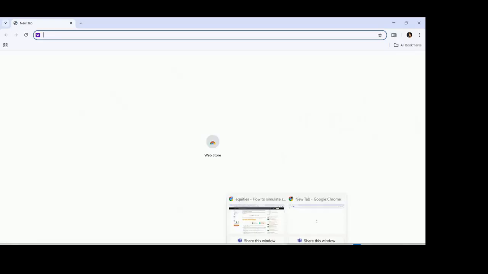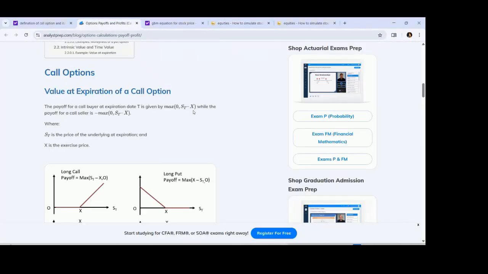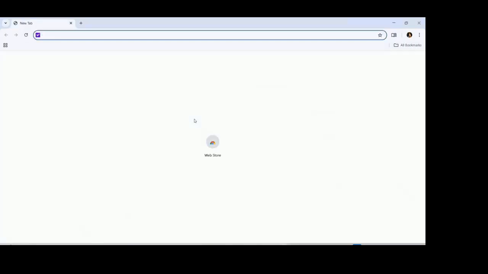Once we know the stock prices using GBM, if you remember, the call option payoff is what? Max of 0, ST minus X. ST is what we have generated using geometric Brownian motion, and geometric Brownian motion is the method, but how we simulate is Monte Carlo. And we know the stock price, strike price 120. We gotta just apply this formula.